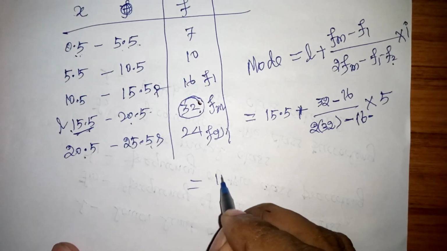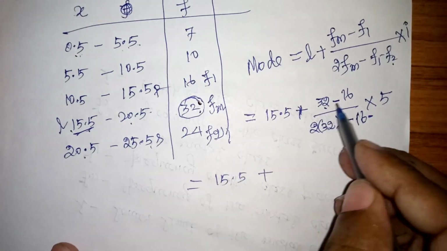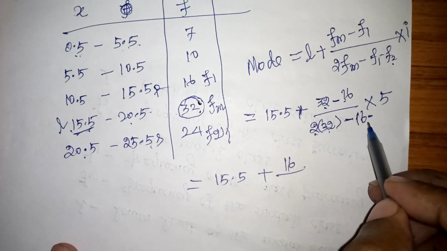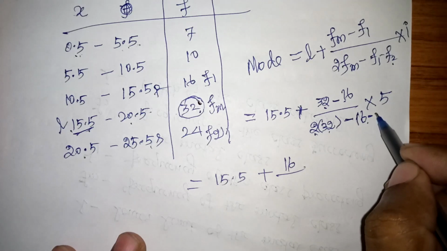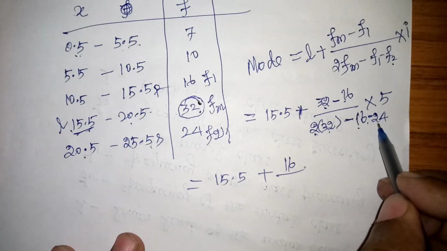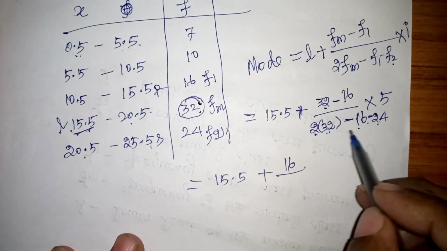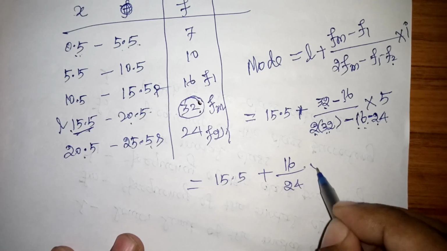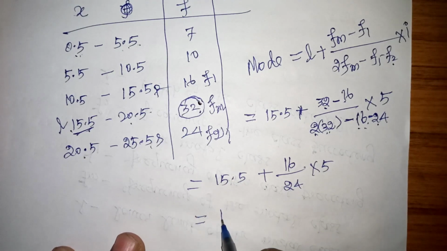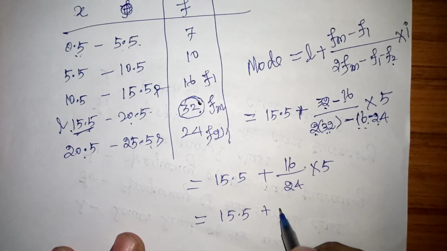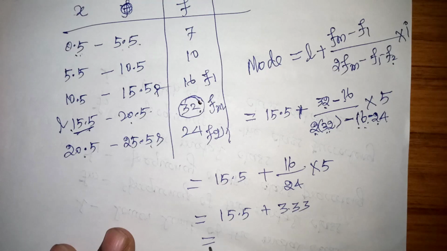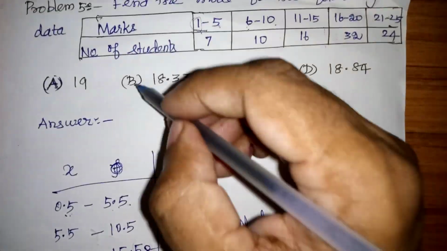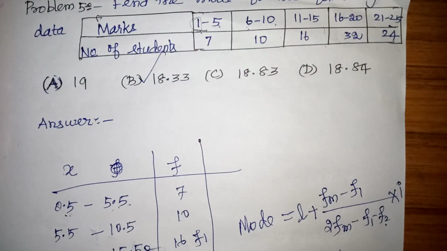Now on simplification: 15.5 plus (32 minus 16), over 2 into 32 is 64 minus 16 minus 24, which is 24, into 5. On simplification, finally 15.5 plus 3.33 gives 18.83. So the option 18.83 is correct.